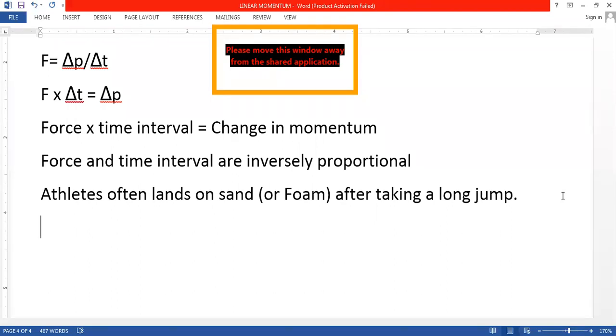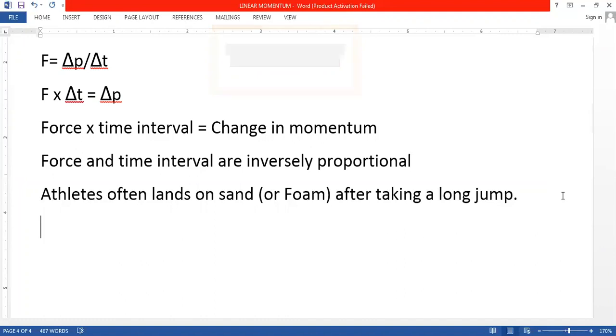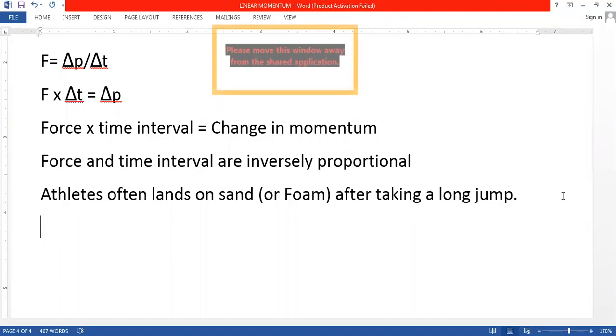But after taking the long jump or the high jump, the athlete comes to rest. So when the athlete comes to rest, the momentum becomes zero. From having some momentum, the momentum becomes zero, which means there is a change in momentum of the athlete. And this change in momentum can be brought about by two things. Which are those two things?